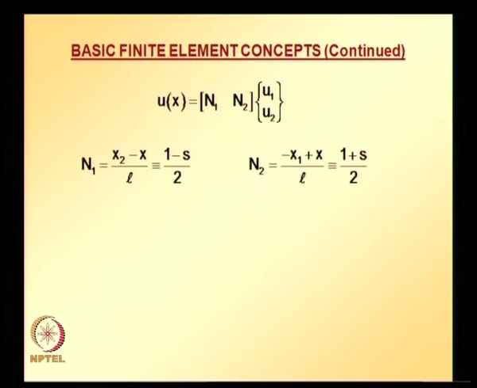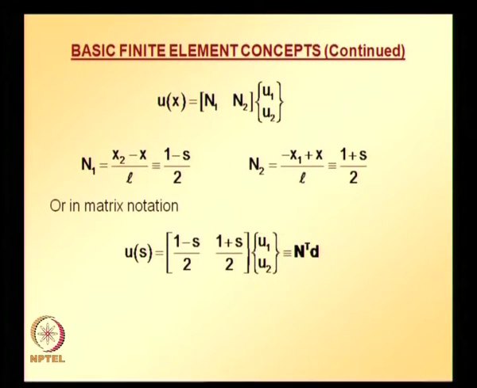Similarly, you can write the expression for N2 in terms of s coordinate system. Again, you can cross check whatever you learnt earlier, that is N1 plus N2 is equal to 1, and the derivative of N1 with respect to s added to the derivative of N2 with respect to s is going to be equal to 0. So, the sum of all shape functions should be equal to 1, and the sum of the derivatives should be equal to 0. So, in a matrix notation, substituting N1 and N2 values, we can write in this manner, and in a compact notation, this vector 1 minus s over 2, 1 plus s over 2 is denoted using N transpose, that is N transpose comprises N1 and N2, and d vector is nothing but all the nodal values u1, u2.